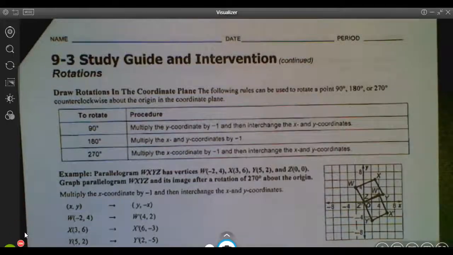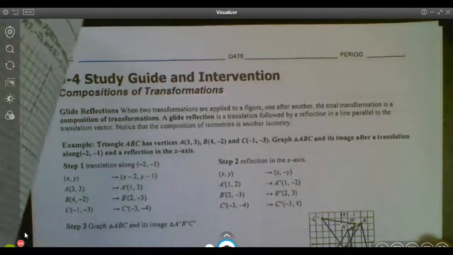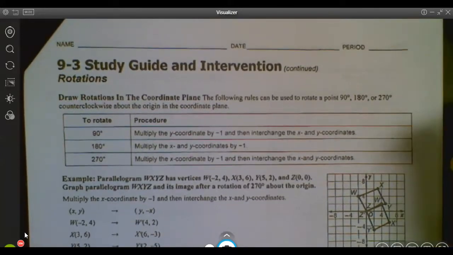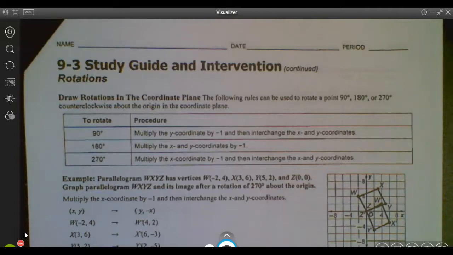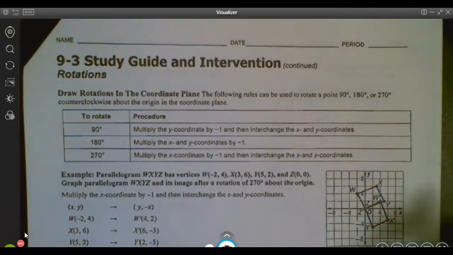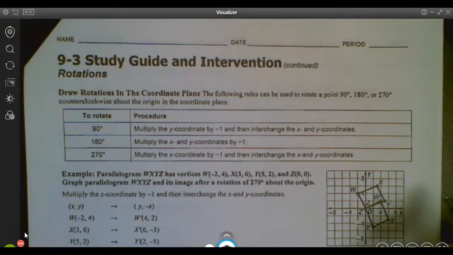Right, looking at our third and final transformation for Chapter 9, we're now doing rotations. So our three transformations are reflections, translations, and rotations. Those are the three. Typically, this one tends to be the tougher of the three because if you're a visual person, this can be very tough visually.